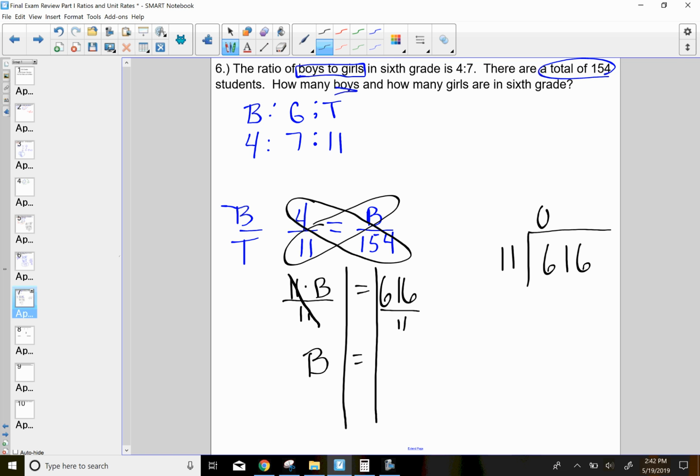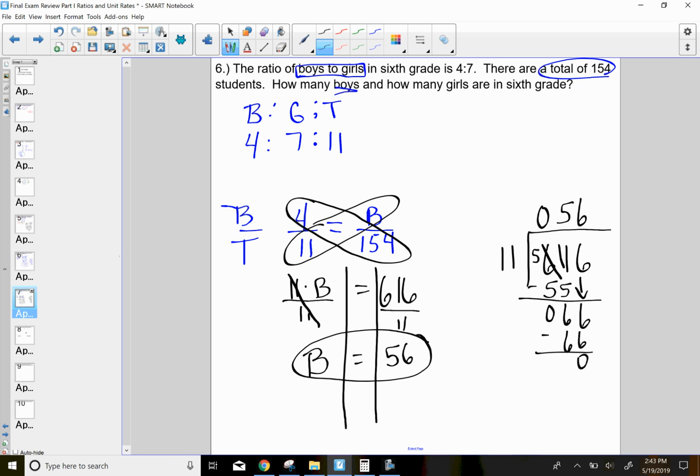11 won't go into 6, but it'll go into 61. Let's see, 5 times. So I have 55, 61 minus 55, and bundle from there. 11 minus 5 is 6, that's a 0. And 11 will go into 66 6 times, for exactly all 66. So it looks like B is 56. So there are 56 boys.